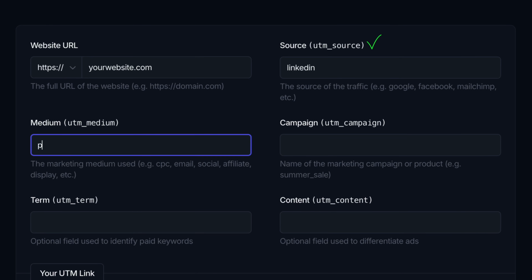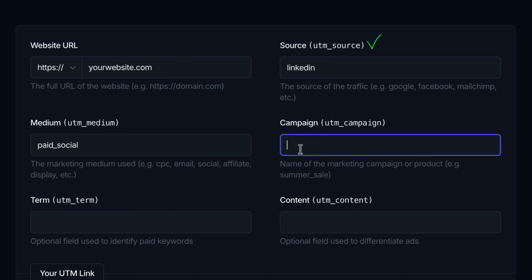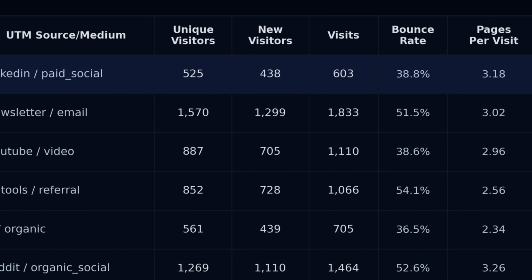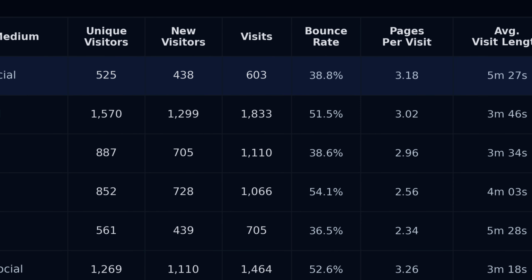Mistake number 4 is skipping source or medium. Always include both UTM source and UTM medium in your tracking. These required parameters are essential for identifying where your traffic is coming from and how it reaches your site.